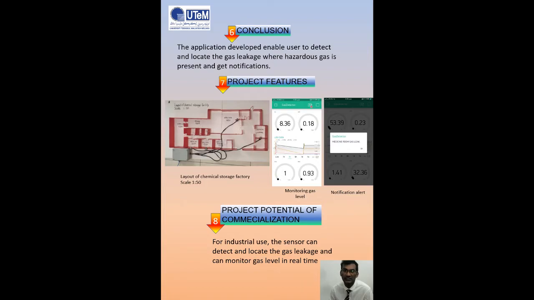Finally, as for the product potential of commercialization, the product can be used in industrial use. The sensor can detect and locate gas leakage and also can monitor gas level in real time. This can save many lives of workers in future. That's all for my poster presentation. Next, I will show my prototype demonstration.